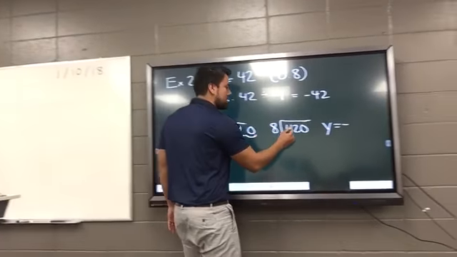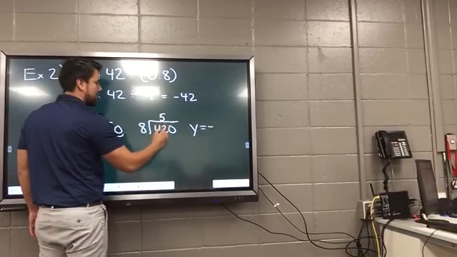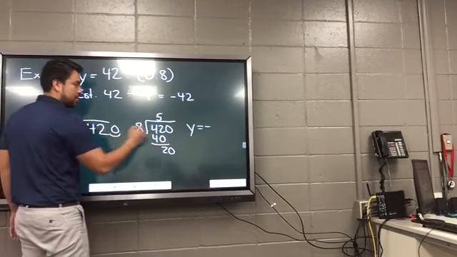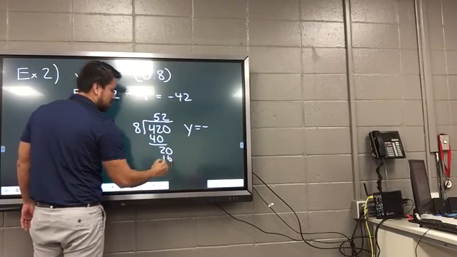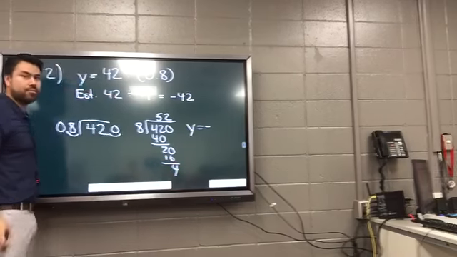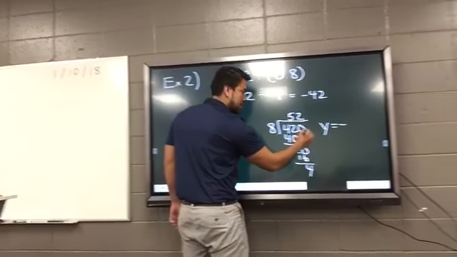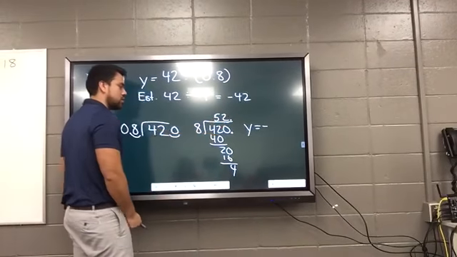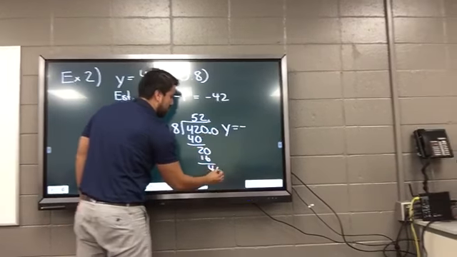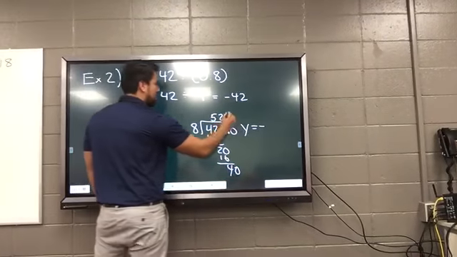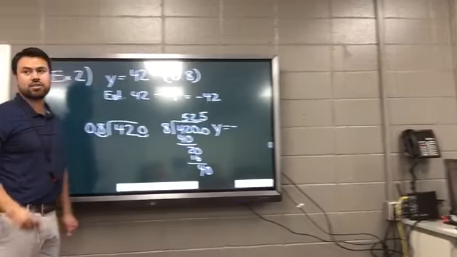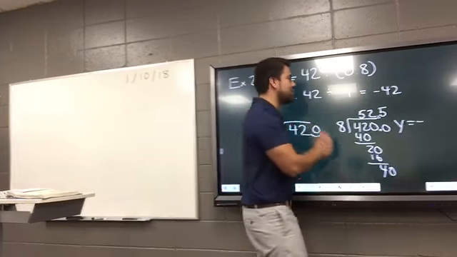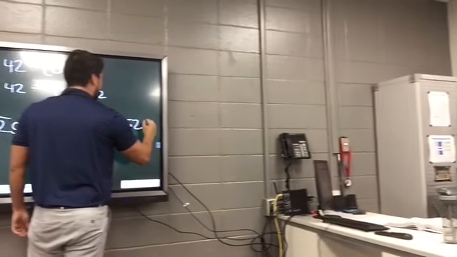All right. 8 goes into 42 five times. It's 40. 8 goes into 20 twice. I get 4. So I'm done, right? I have to put the decimal where it belongs in the dividend and the quotient. And then I bring down a 0. 8 goes into 40 five times. So what's my answer? Y equals negative 52.5.